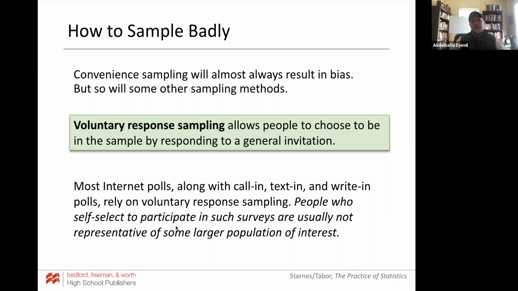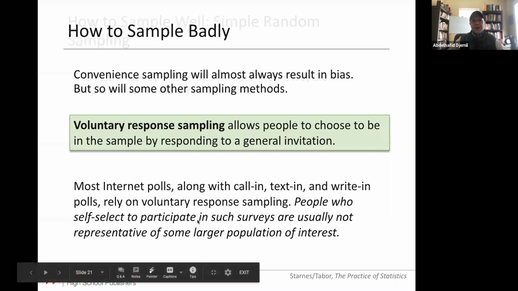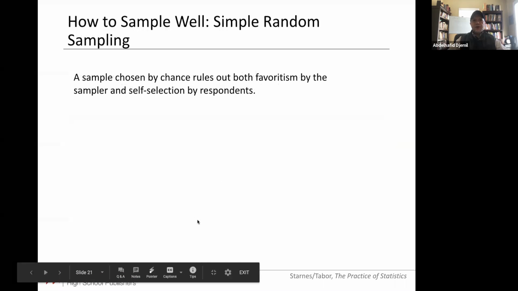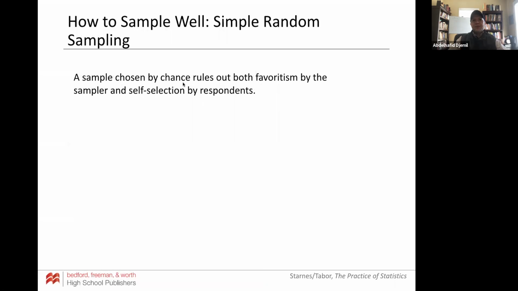Probably some people will be jealous not to say that we like your song. So what they're gonna do, they will not respond to you, and only those who do not like the song will respond to you. So voluntary response is not really representative. It is a biased response also. So the sample chosen by chance rules out both favoritism by the sampler and self-selection by response.